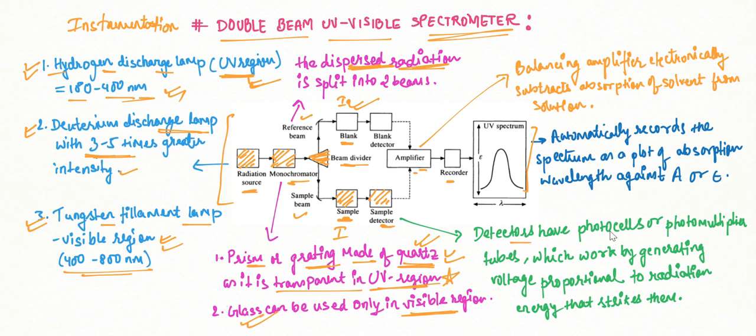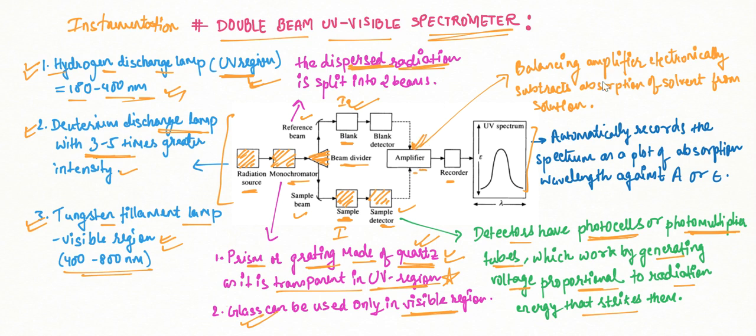Detectors must have photocells or photomultipliers. Definitely light sensitive stuff. So photocells or photomultiplier tubes work by generating a voltage which is proportional to the radiation falling on them, which means the greater the intensity of the radiation falling on it, the greater is the voltage produced. That is how the detector is working. All right, then the detector is passing the signal to the amplifier.